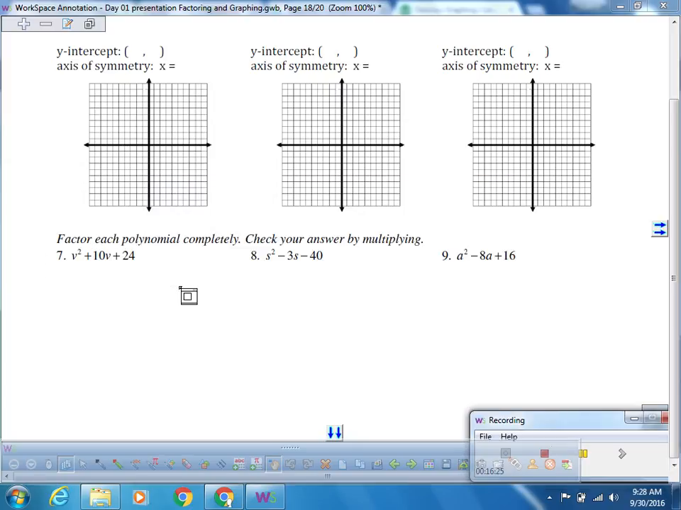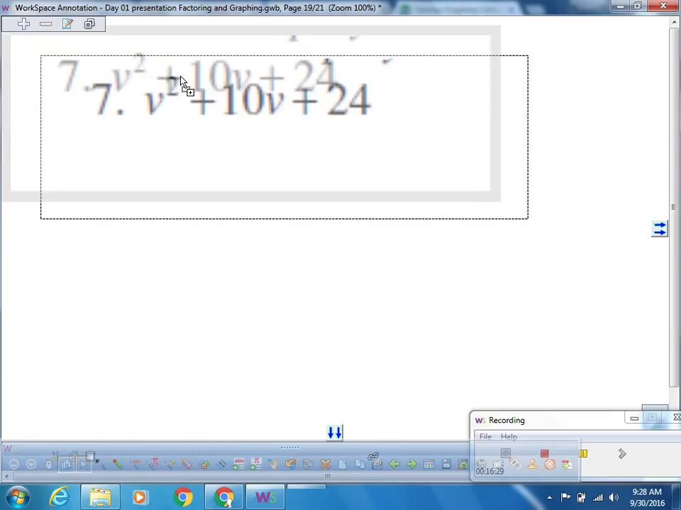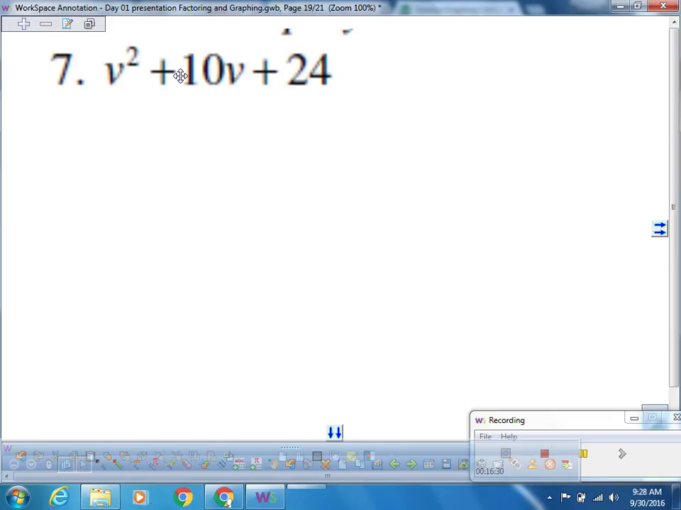So you can always check your answer by multiplying. First you factor by grouping, and then you can go back and multiply the two binomials, and if you get the same trinomial, then you know you did it correctly. So go ahead and factor that.